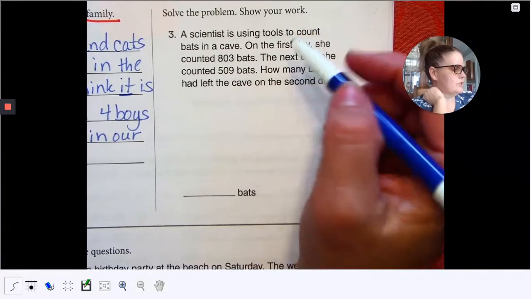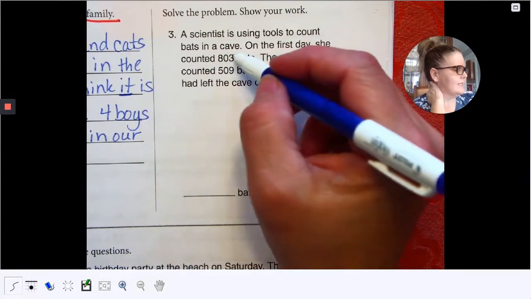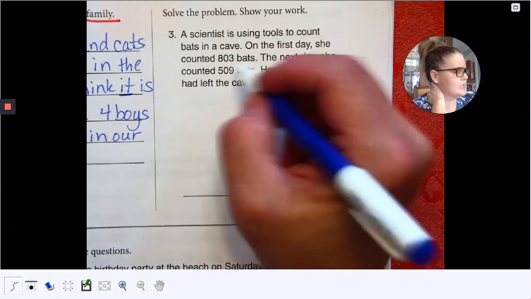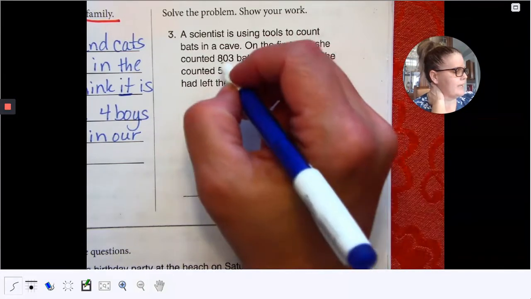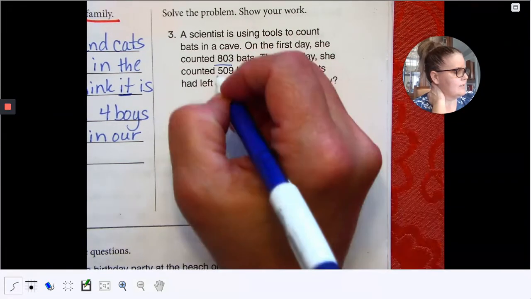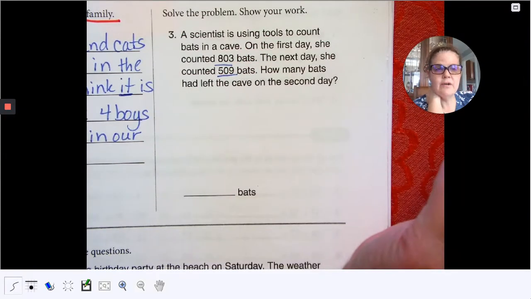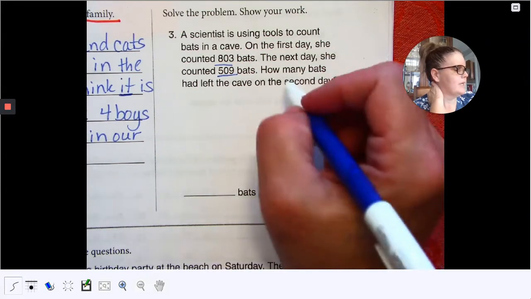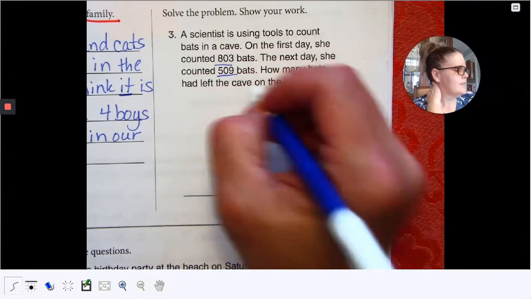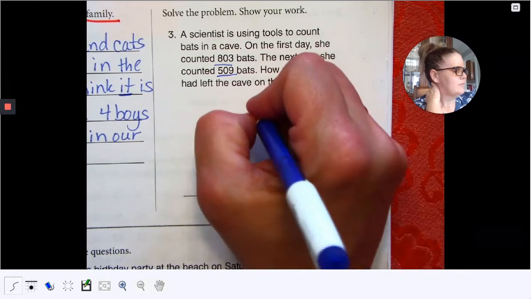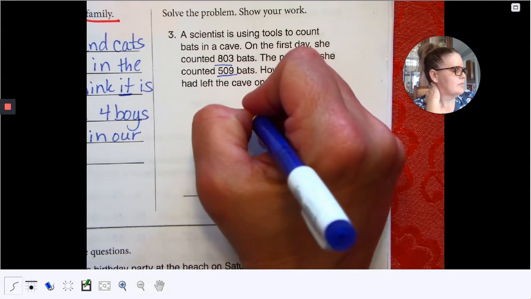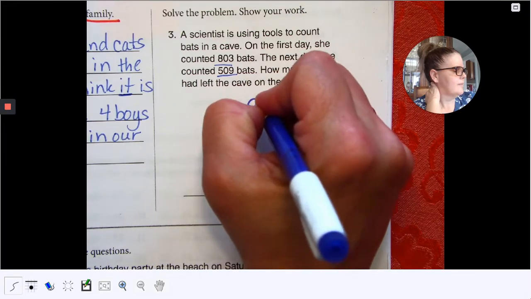A scientist is using tools to count bats in a cave. On the first day, she counted 803 bats. The next day, she counted 509 bats. So obviously, there were less in there when she came back. How many bats had left the cave on the second day? So we're going to be doing a subtraction problem. So you're writing our largest number on top.